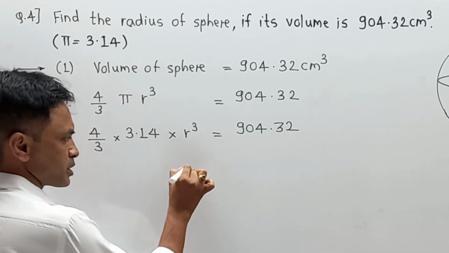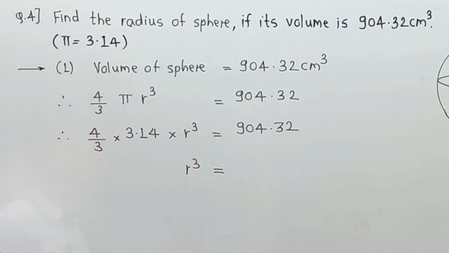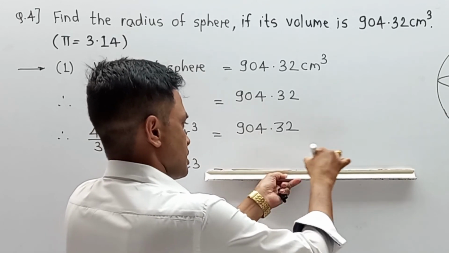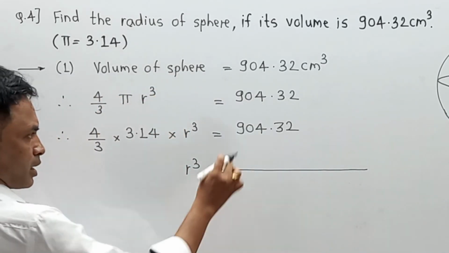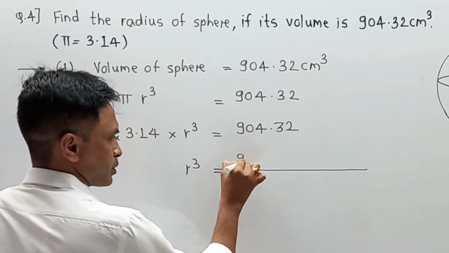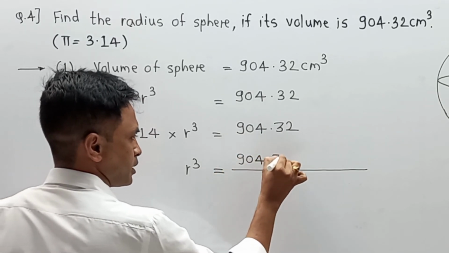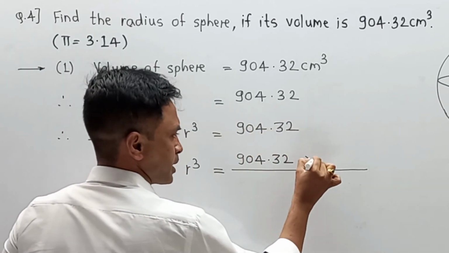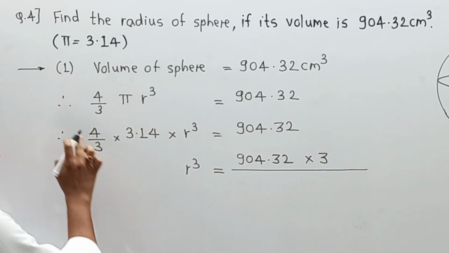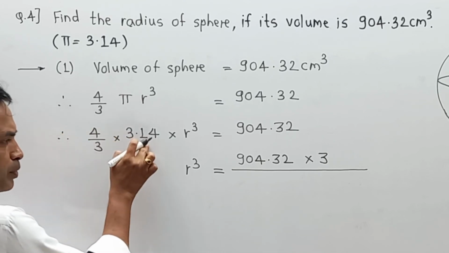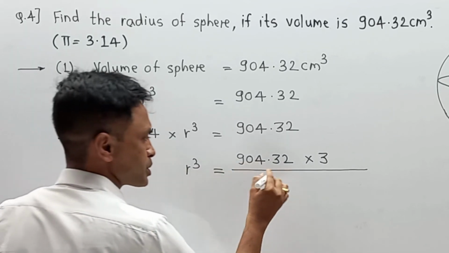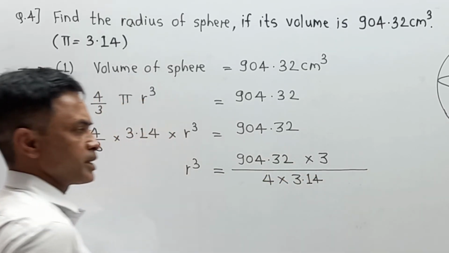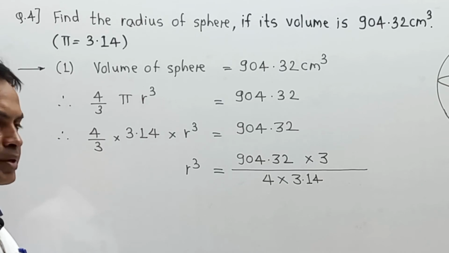So r cube is equal to, now simplification is 904.32. Now this 3 is divided by over here, 3 is divided by goes over there as multiply by. Next 4 into 3.14, it is multiply over here, goes to this side as a divide by. So 4 into 3.14. This is the first step of nominal simplification.